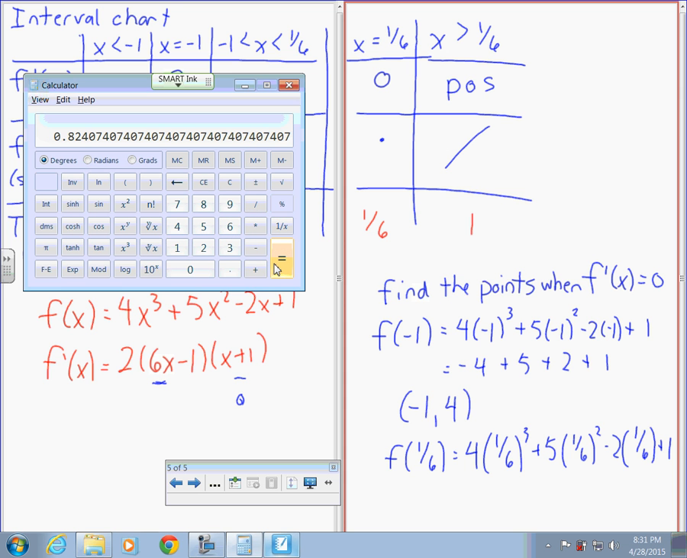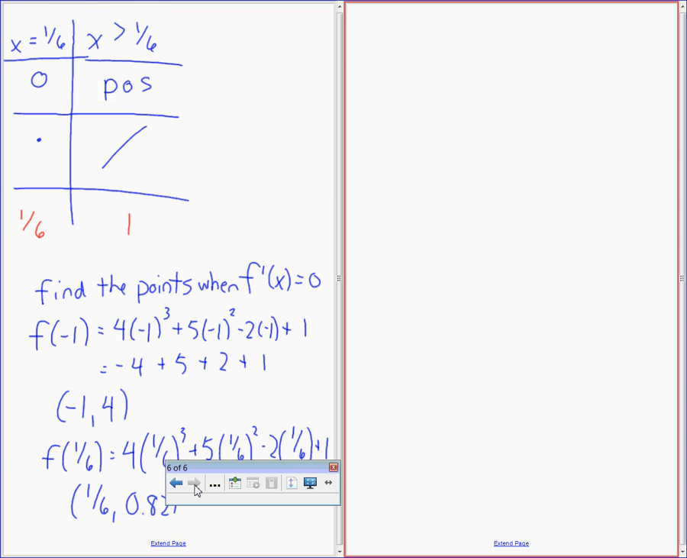I'm assuming there's a nice fraction, and hopefully you'll find it, but I'm going to use a decimal for today, so I want to move on to this quickly. We'll have a point at 1/6 and 0.82 approximately. Okay, so now it's time to graph. So if you can get us some graph paper, please, and we'll actually graph this.